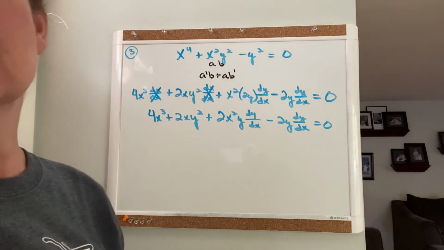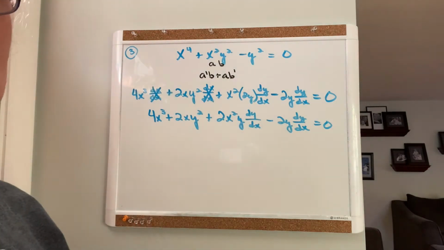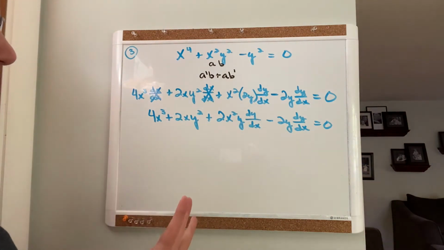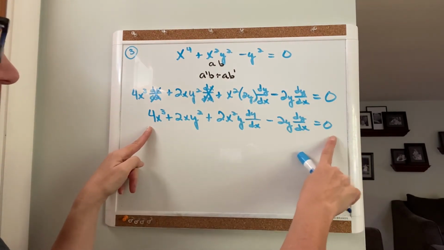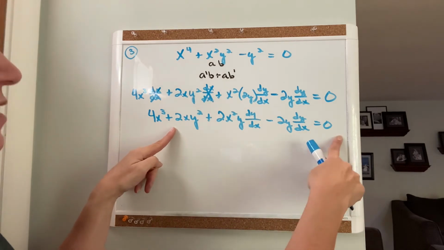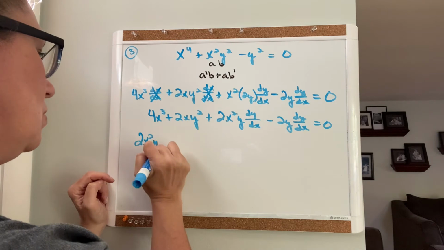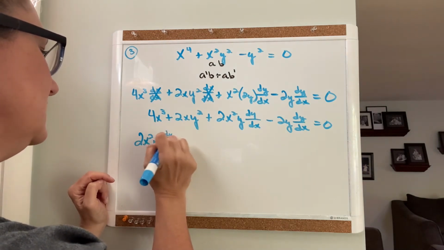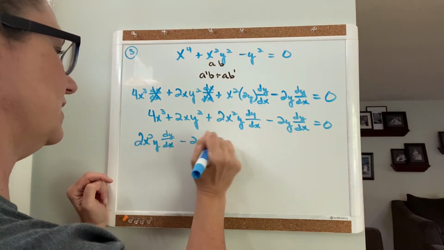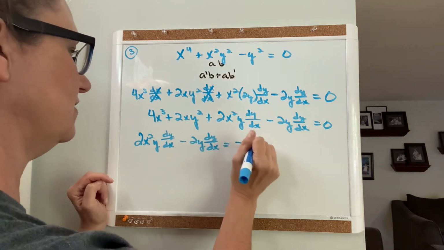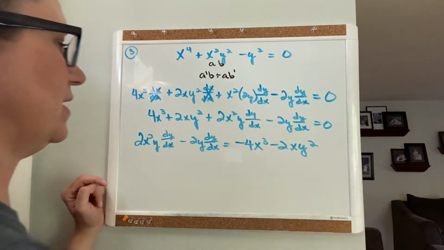All right, just like the last example that I gave you, anything containing dy dx, you want that all by itself on one side and everything else on the other. So I'm going to leave these two on the left side, and I'm going to subtract 4x to the 3rd, and I'm going to subtract 2xy squared from both sides. So we get 2x squared y dy dx minus 2y dy dx equals negative 4x to the 3rd minus 2xy squared.